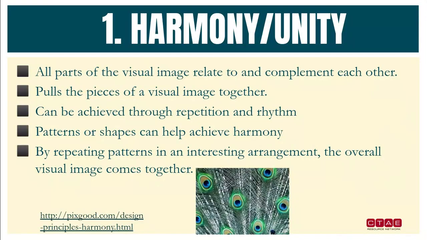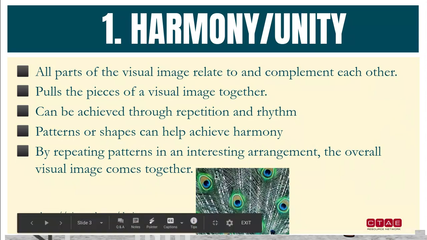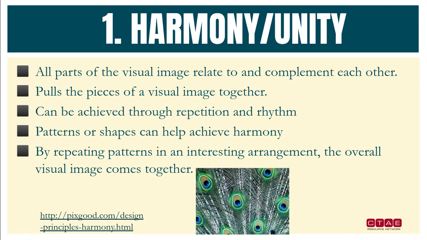All right, number 1, harmony and unity is when all of the parts of the visual image relate to and complement each other. This pulls the pieces of a visual image together. It can be achieved through things called repetition and rhythm. Patterns and shapes can help achieve harmony. If you look at this picture down here, you can see that we have some patterns in the feathers and some colors, patterns here that repeat. And that gives harmony of the whole picture. By repeating these patterns in an interesting arrangement, the overall visual image helps it come together.